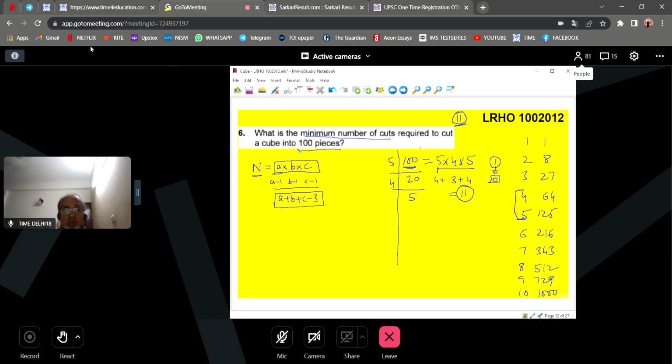Now, let me make a small change here. 100 की जगह मुझे 59 pieces चाहिए. Exactly 59 pieces. How many cuts I should apply? What is the minimum number of cuts I should apply for getting exactly 59 pieces? Anyone?